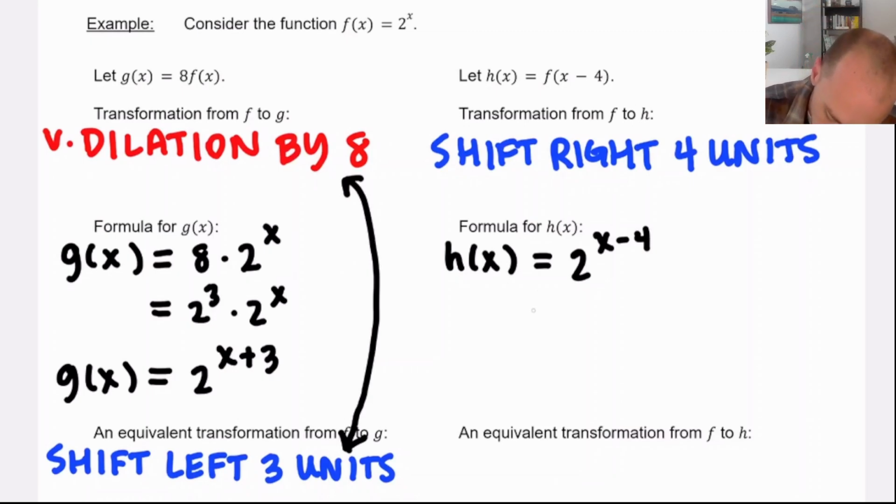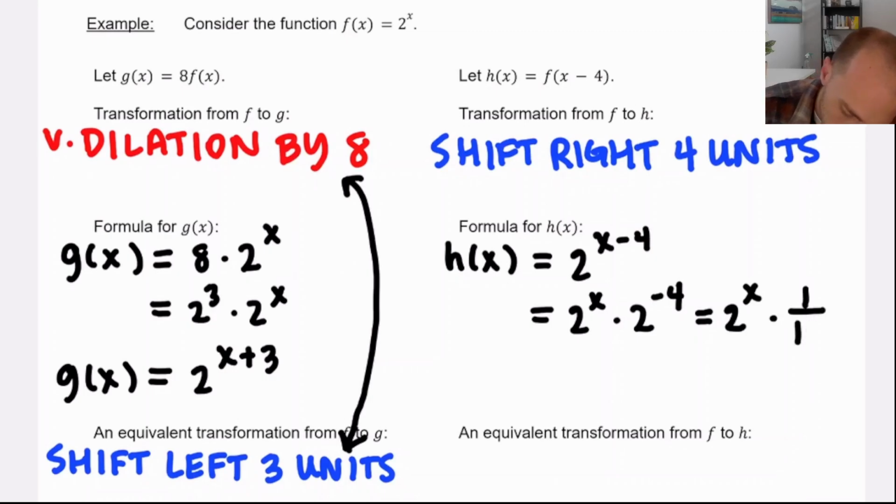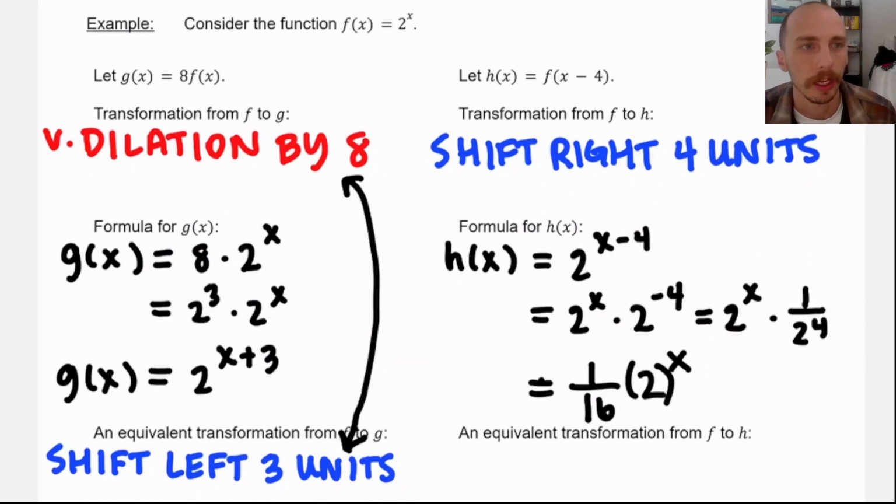exponent property in reverse. So I'm going to say that this is equal to 2 to the x times 2 to the negative 4, and I'm going to just remind you that 2 to the negative 4 is going to be times 1 over 16, right? 1 over 2 to the fourth power. And that's going to be equal to 1/16 of 2 to the x. And looking at 2 to the x versus 1/16 of 2 to the x, looks like I've just multiplied on the outside by 1 over 16. So we would say that would be a vertical dilation by a factor of 1/16.